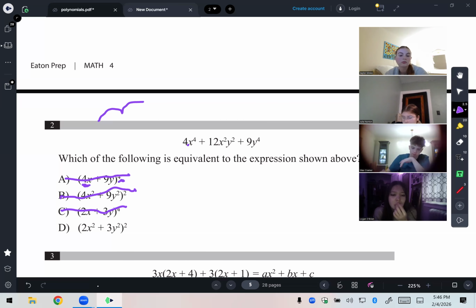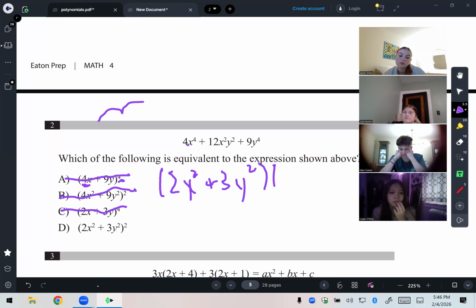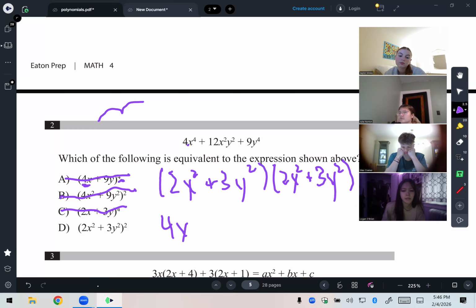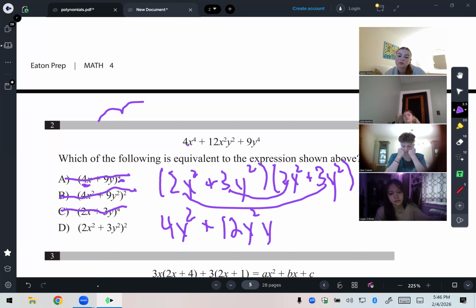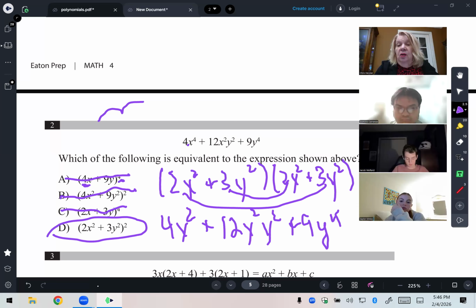But look at this one. If I square this term, and of course they put it as the last one to try, I will get 4x squared plus 12x squared y squared plus 9y to the 4th, sorry. So that's going to be D. Everybody good with that one? Good. Thanks, Sailor. And wow, good.